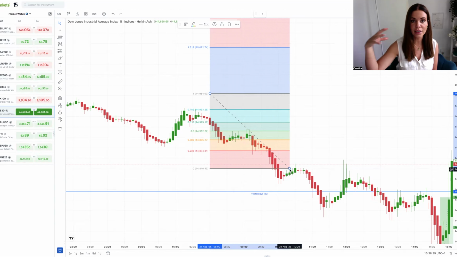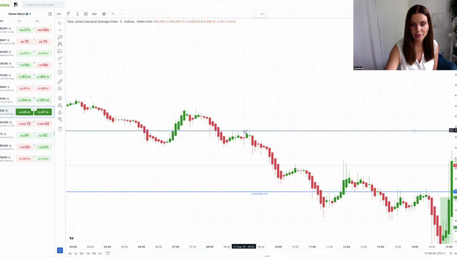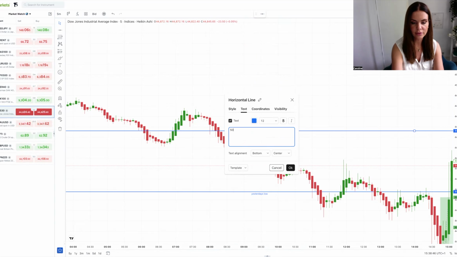So if I was seeing a new week open gap, for example, I would drag it from the top to the bottom, and I would see the 50% point along here. I can then use my horizontal line tool to just mark it up, and then I can always get rid of the Fib retracement and I can mark it up there as 50% point.